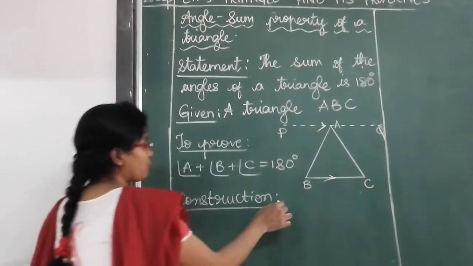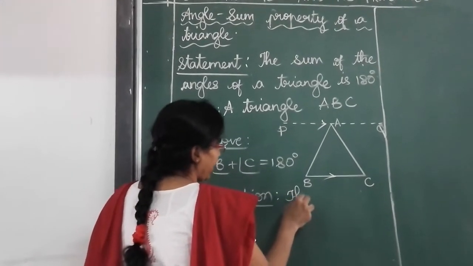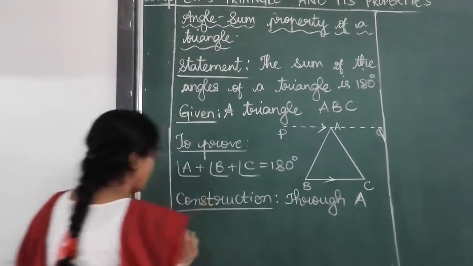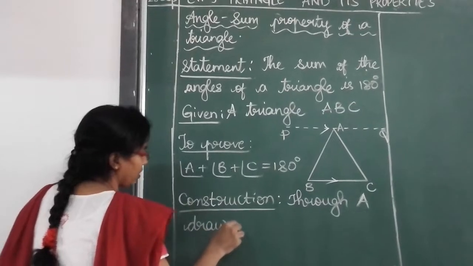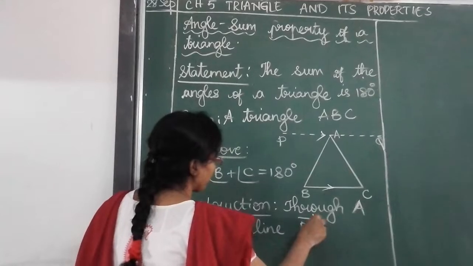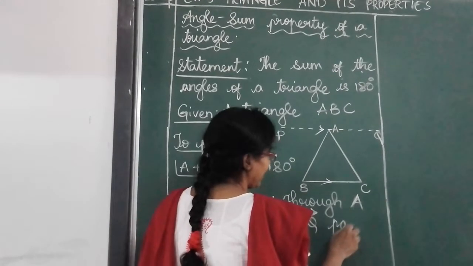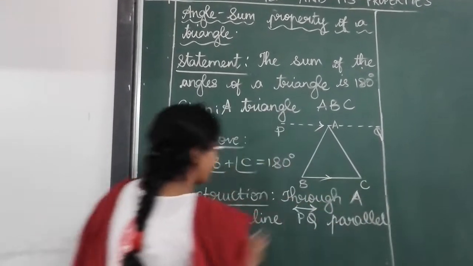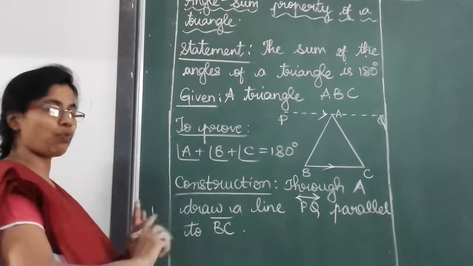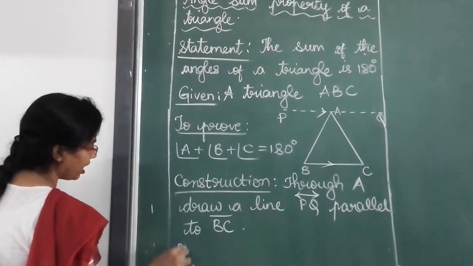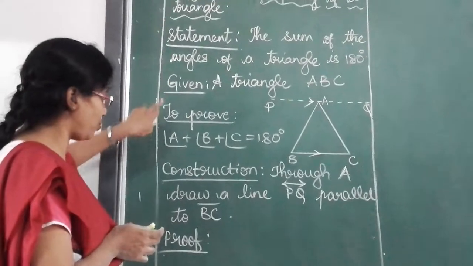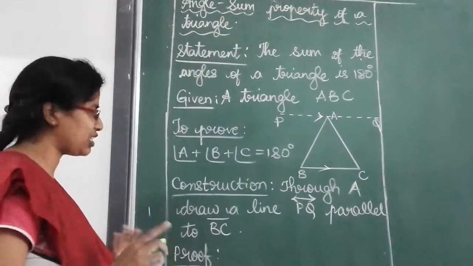Okay children, construction is through A, draw a line PQ parallel to BC. PQ parallel to BC. This is what we did. Now let us start our proof. Proof is the last step. 1, 2, 3, 4 and the fifth step is proof.